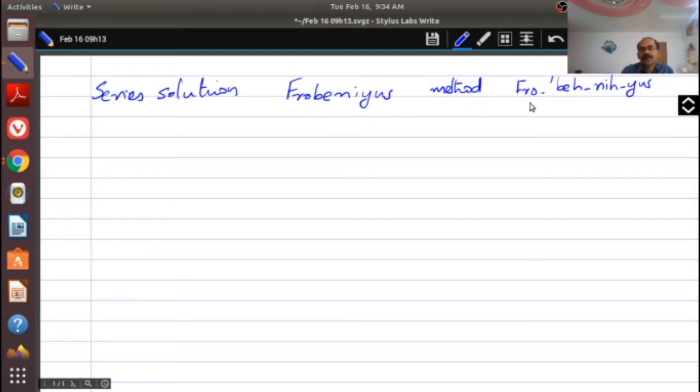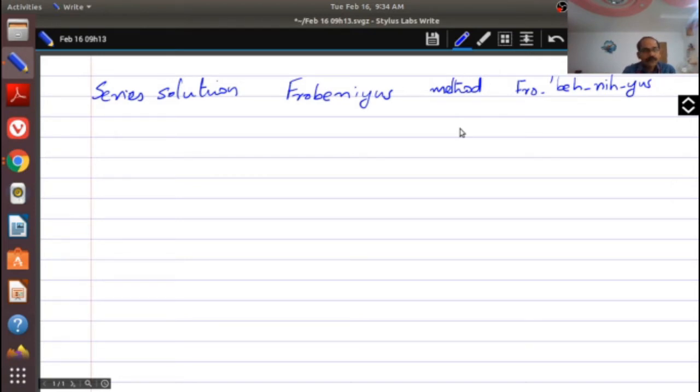Okay, it is called Frobenius method. So let's start without spending much time on the method. We will directly apply the method and then we will deduce what the steps involved in this method are.